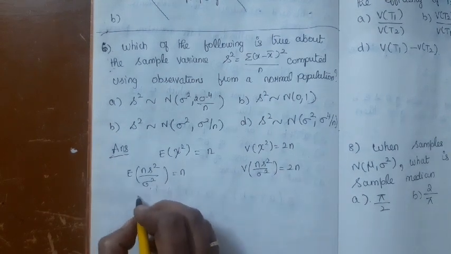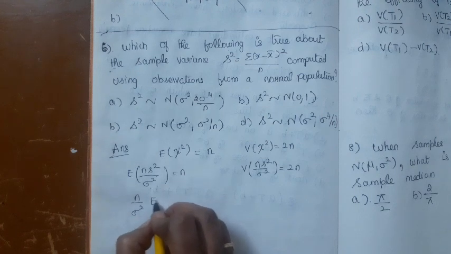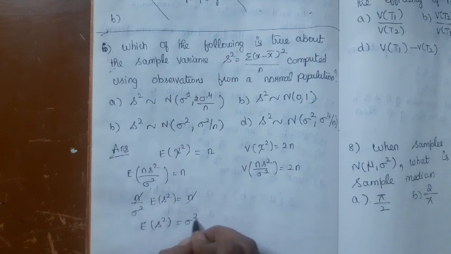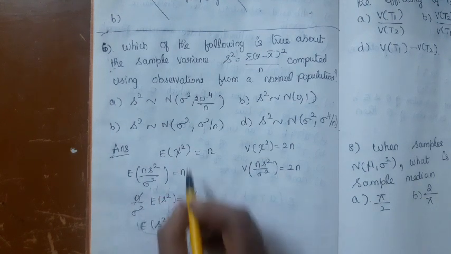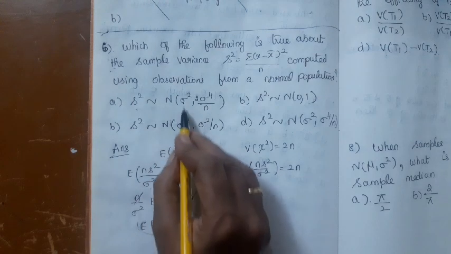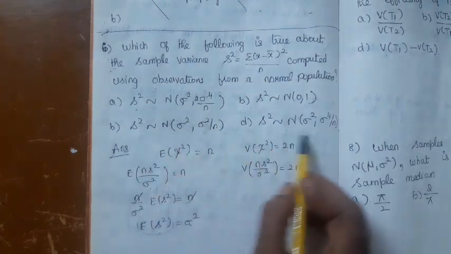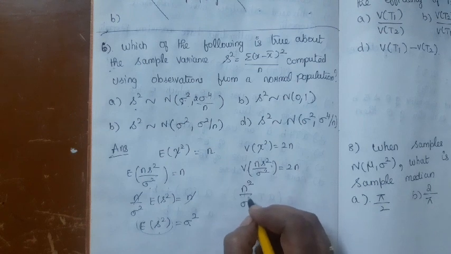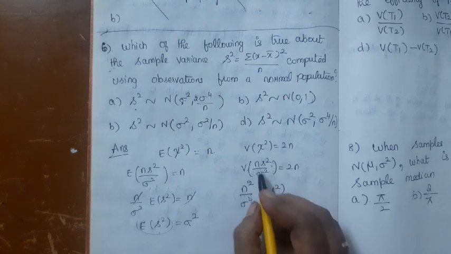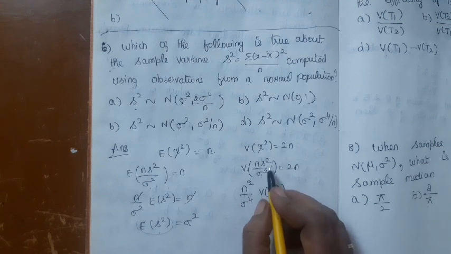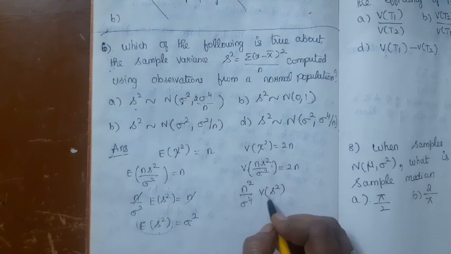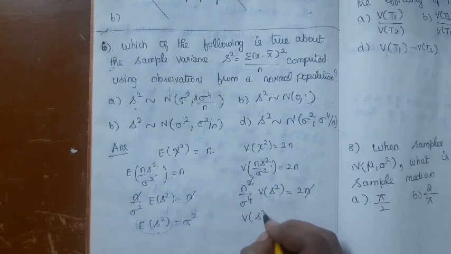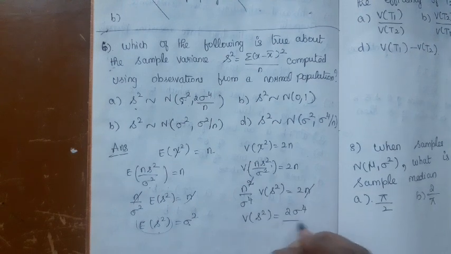Right? So, I get n can be taken out, sigma square can be taken out, expectation of s square equal to n, which implies expectation of s square is equal to sigma square. So, the mean of s square is sigma square. In three options, the mean of s square is sigma square. Let us come to variance. Now, variance of aX is a square variance of X. N is a constant, sigma square is a constant, s square alone is a variable. So n square by sigma power 4 times variance of s square equals 2n. One n goes off. So variance of s square is equal to 2 times sigma power 4 by n.